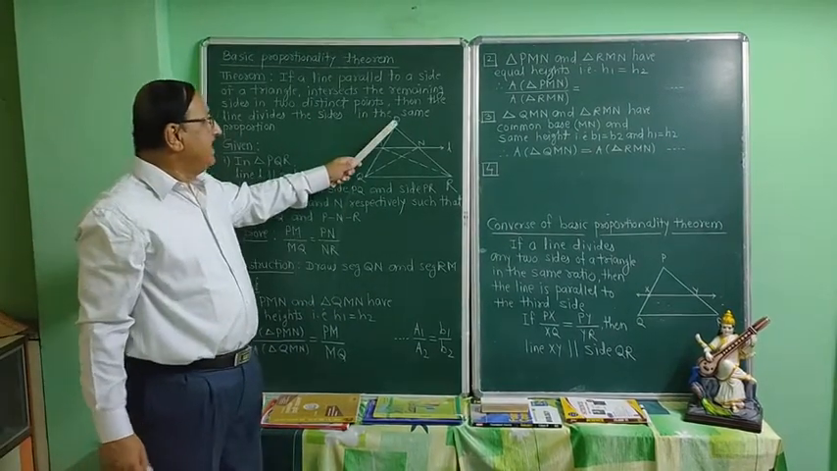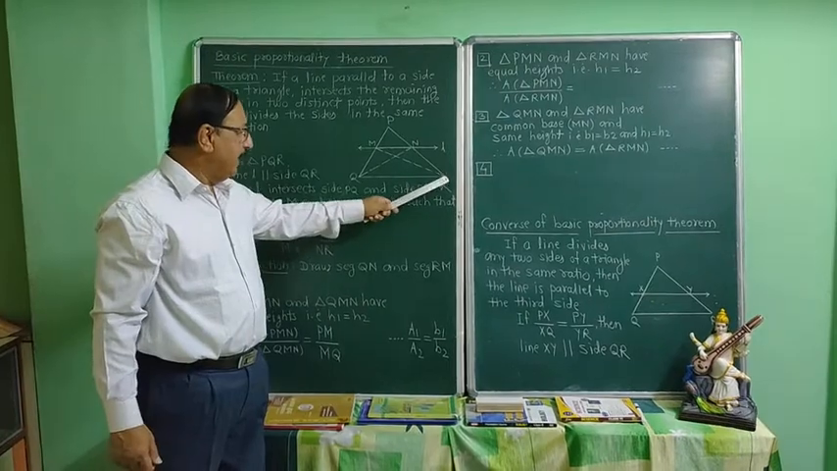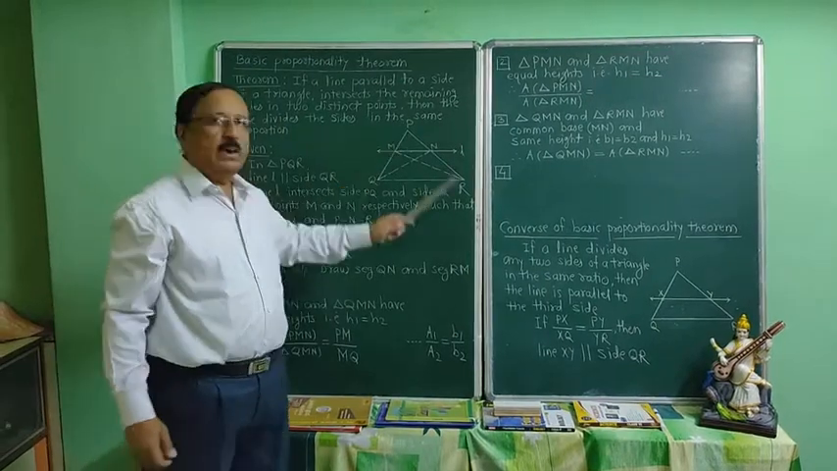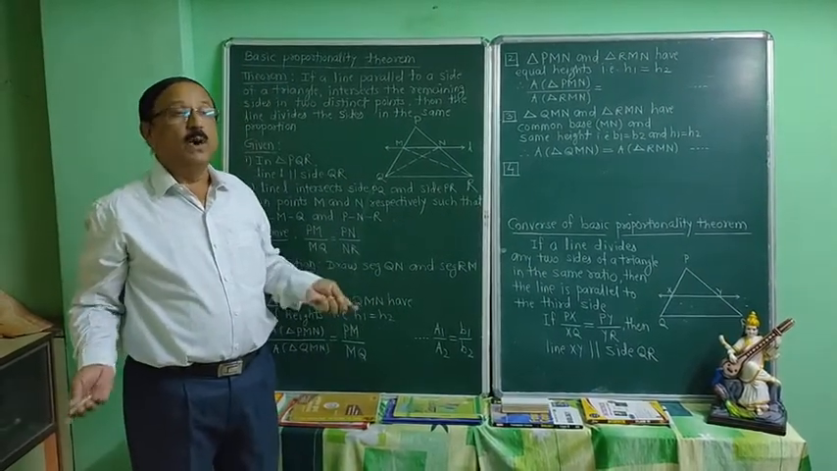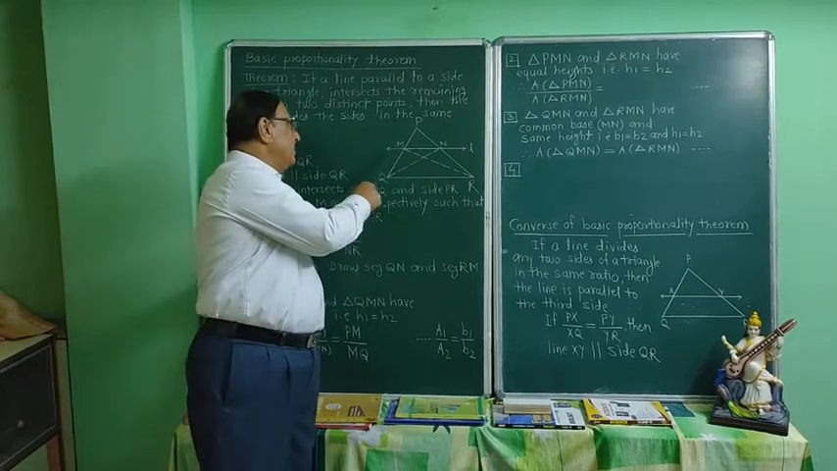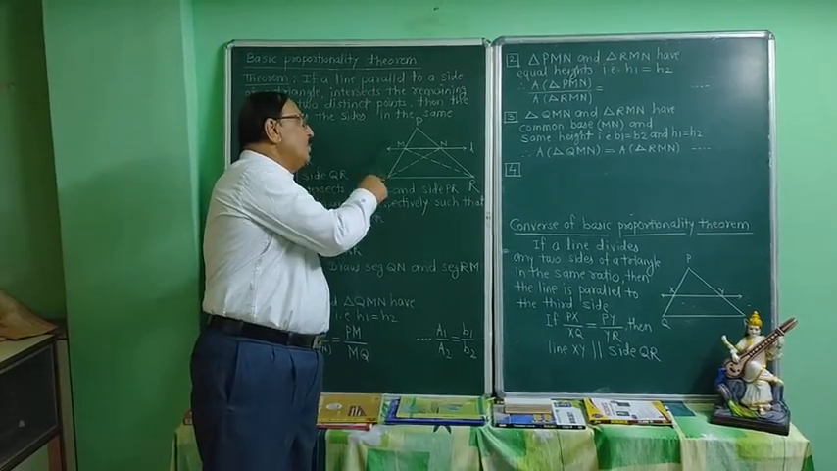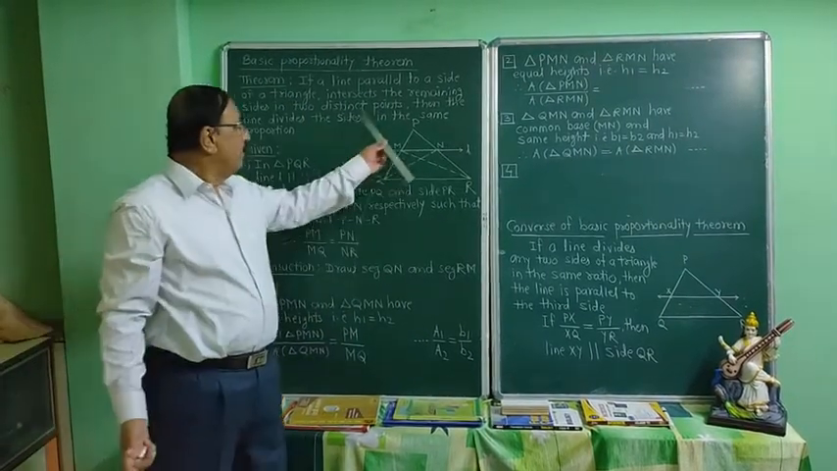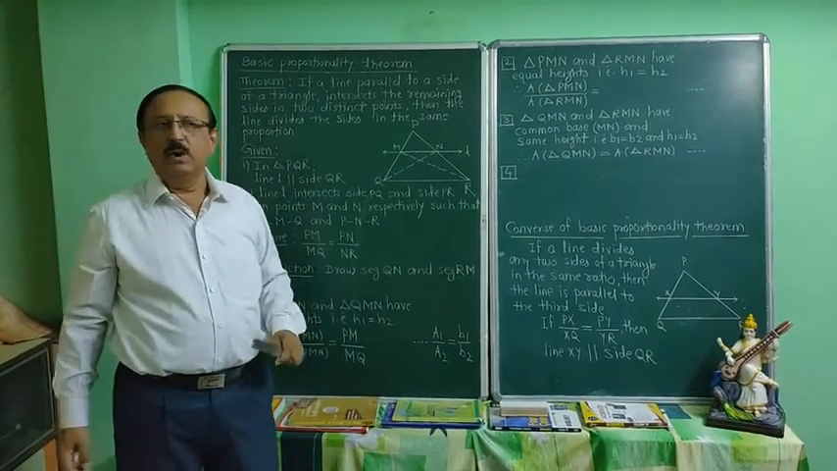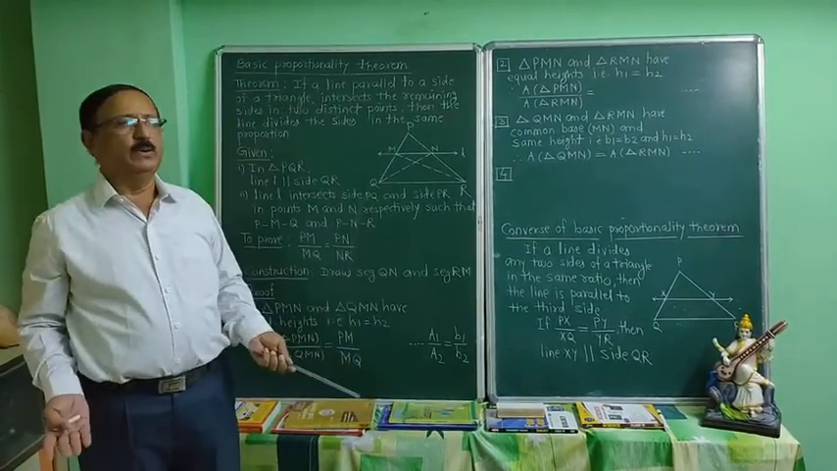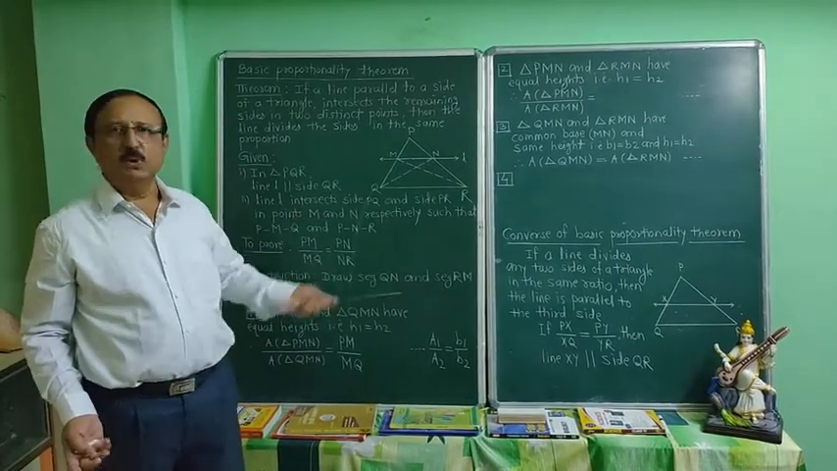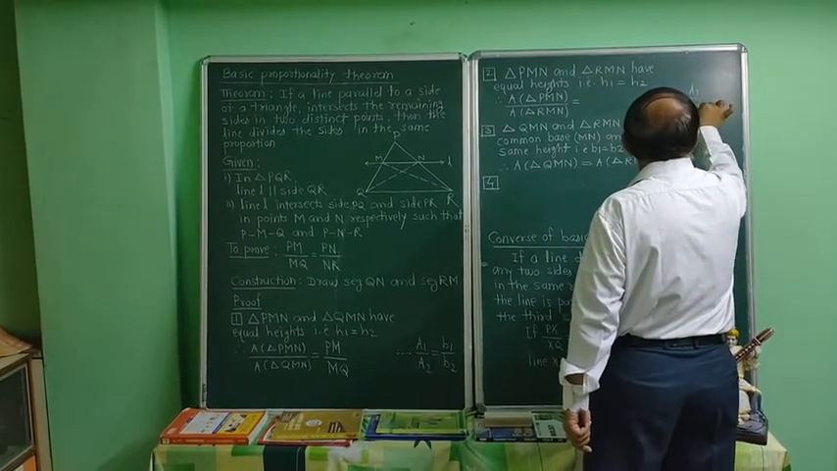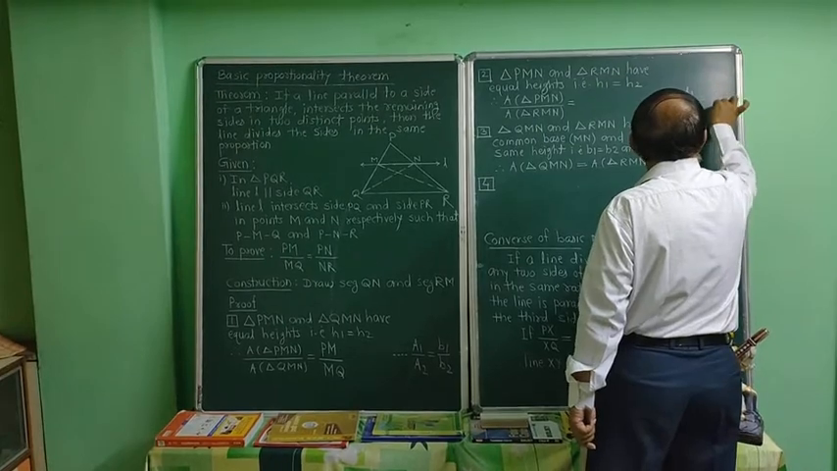Similarly, triangle PMN and triangle RMN, these two triangles also have equal heights. Why are the heights equal? Again, the same is the case. M is the vertex common to both the triangles, and the bases PN and NR are collinear. Then the heights are equal. And if the heights are equal, then again you know that A1 upon A2 is equal to B1 upon B2.